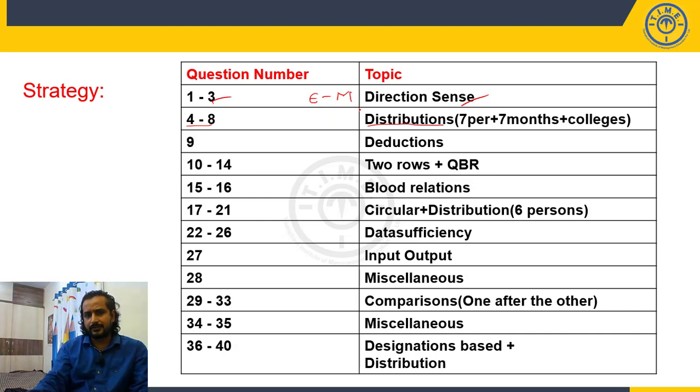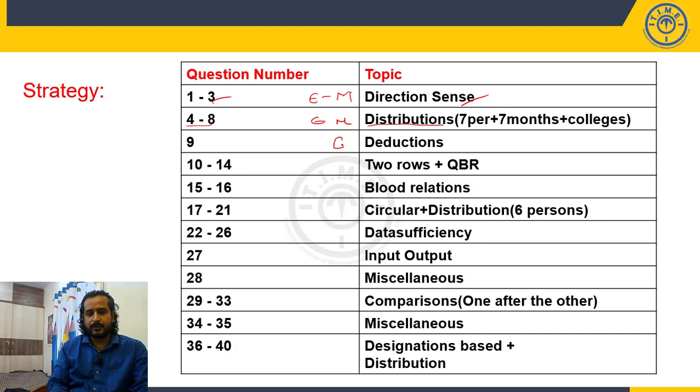So before going to the exam, we can predict the level of difficulty of the paper. As we know, there won't be any surprises in the paper. So definitely standard models will be given. Standard model level of difficulty as per the RRB office assistant exam, easy to moderate only. So distribution, easy to moderate.